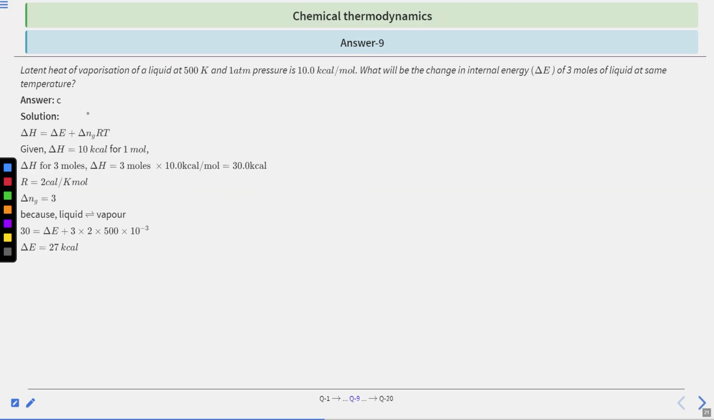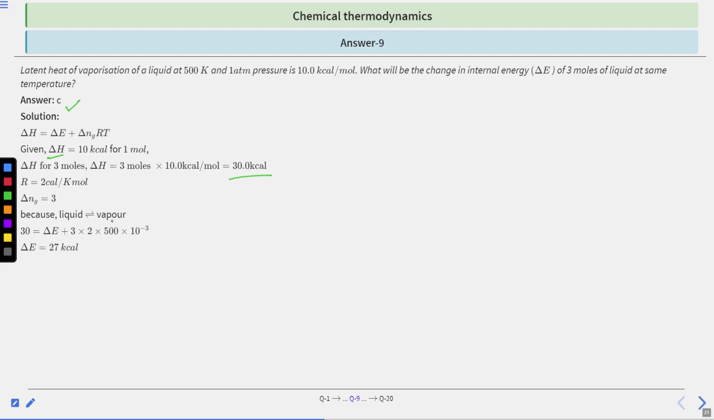Okay, so the correct answer is option C. We know that del H is equal to del E plus del Ng RT. And we are given the value of del H, that is 10 kilocalorie for 1 mole. So del H for 3 moles will be 3 multiplied by 10 kilocalorie per mole, which is 30 kilocalorie. And R is equal to 2 calorie per Kelvin mole and del Ng is 3 as given in the question.